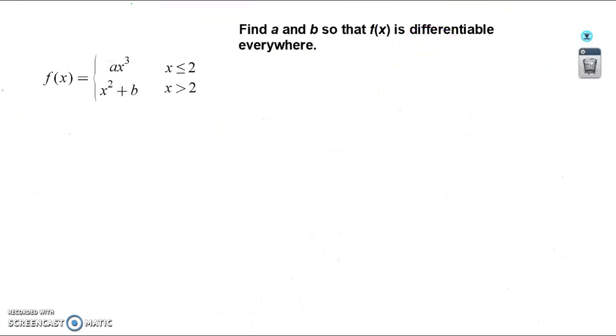Find a and b so that f of x is differentiable everywhere. So again, for this to be true, technically by the definition of differentiability, the limit as x approaches 2 from the left of the difference quotient at a specific point, so we're going to use the alternate definition of the derivative, f of x minus f of c over x minus c. In this case, 2 is our c value, and I'm approaching it from the left.